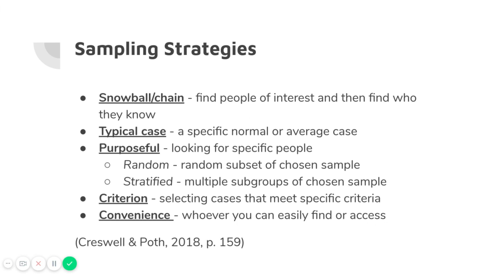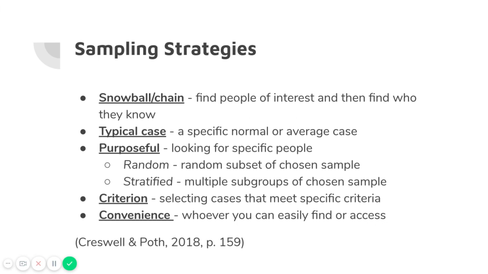Also, you can look for a typical case, particularly in a case study or a narrative, where it's a specific normal or average case that you're looking for to pose as an example. You can use purposeful sampling as well, in which you're looking for specific people. And there's 2 ways to do this. You can have a random subset of your chosen population. So that could be parents who have children with muscular dystrophy. And so you might find, maybe through online groups or support meeting groups, a subset of that specific population.